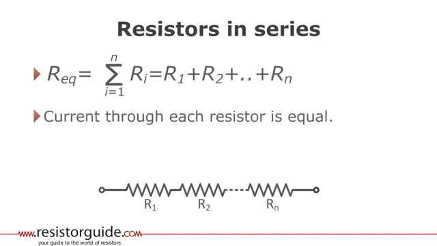The current through each resistor is equal, so we can calculate the voltage drop across each individual resistor using Ohm's law. The voltage drop across the ends of the network is simply the sum of all voltage drops.